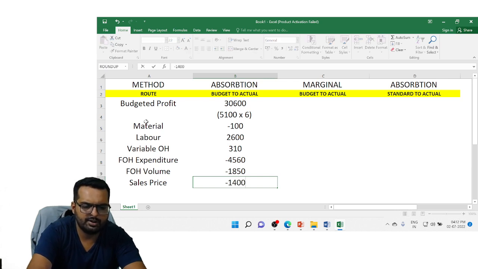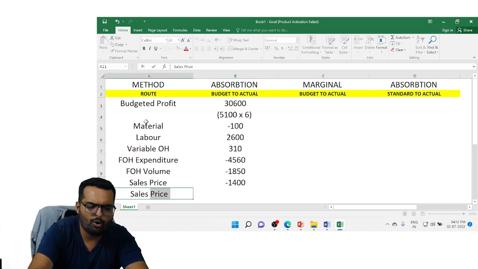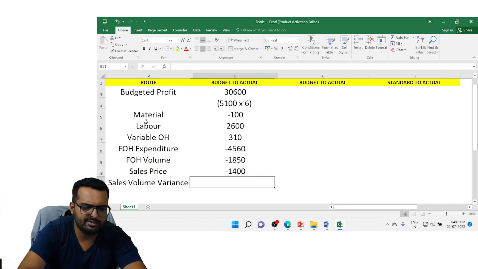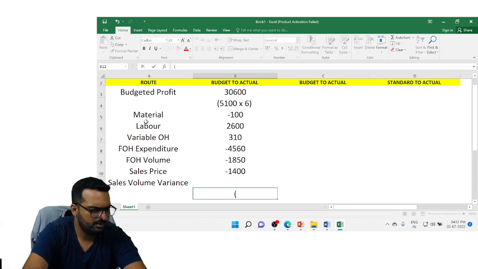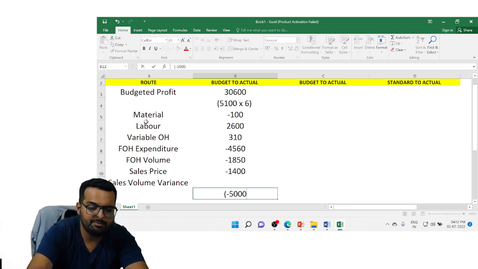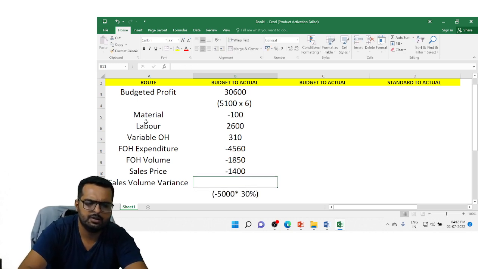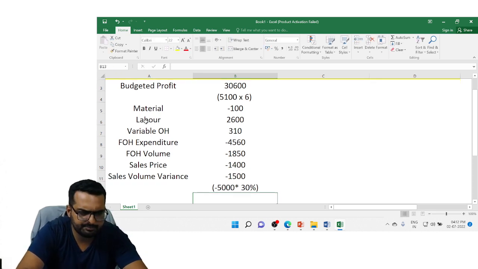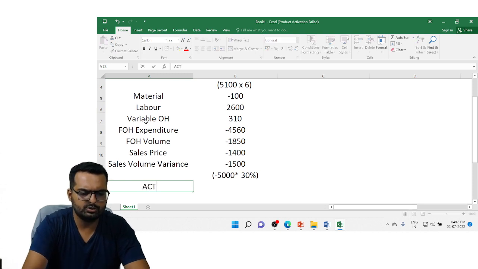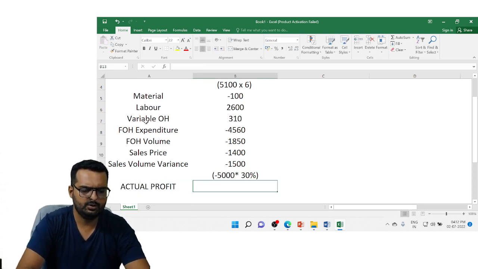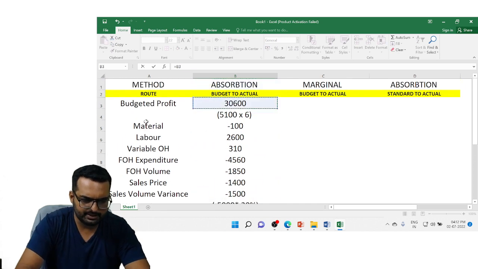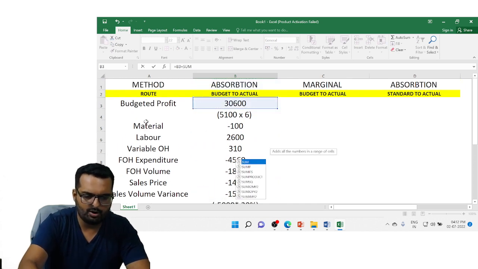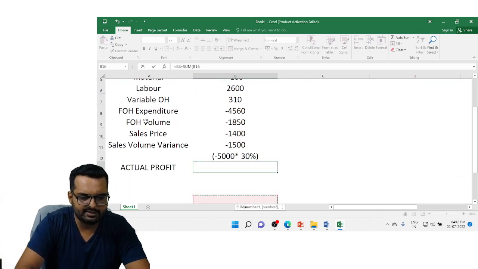Okay, then what about sales price variance? Is it minus 1400 adverse? Correct? Sales volume variance, I will just make a small change. How much is the sales volume variance? Can you tell me? It is minus 5000. I will multiply with the NP ratio. What is the NP ratio that we are having? Is it 30%? Right. So do I get the answer as minus 1500? Correct. I will put over here actual profit. Okay, the formula for this one would be budgeted profit plus sum of all these things.